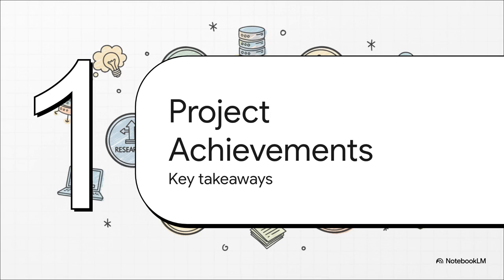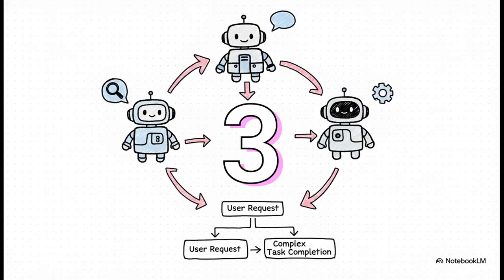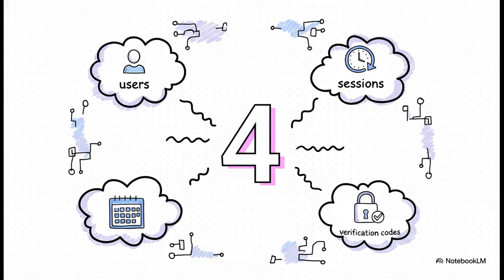So, let's wrap this up by highlighting some of the key achievements of this incredible capstone project. First off, the creation of 3 highly specialized AI agents. They all work in perfect coordination to handle even complex user requests. This, right here, is the core of that multi-agent pattern we talked about. Next, the really smart use of 4 distinct Firebase collections to manage all the system data, from users and sessions to appointments and verification codes. This kind of architecture is built to scale up.